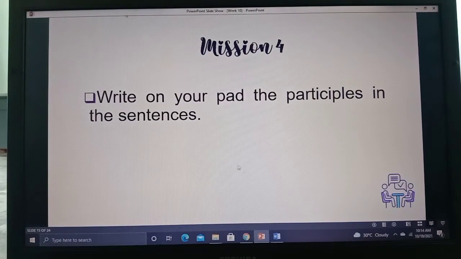So, yun lang. Hindi na natin i-discuss yung participial phrase, dangling participle, and participle expressions, at saka nominative absolute. But for your mission 4, what you're going to do is you're going to write on your pad the participles in the sentences. Dun sa 1 to 4. I-identify nyo lang kung alin dun yung participle. Dun sulat nyo sa papel nyo yung answer nyo.